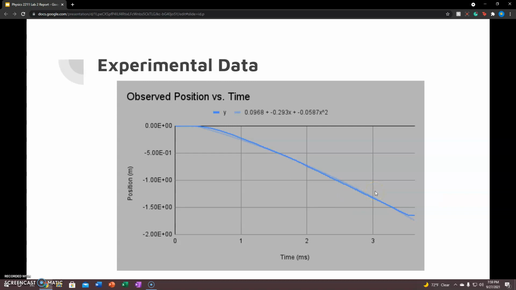And from that, I gathered this experimental data, which was my observed position versus time of the object falling, with time on the x-axis and position on the y-axis. And as you can see, it's a negative curved slope.